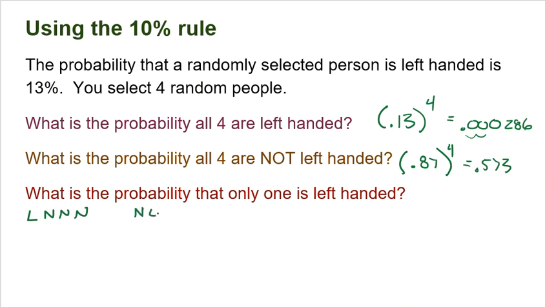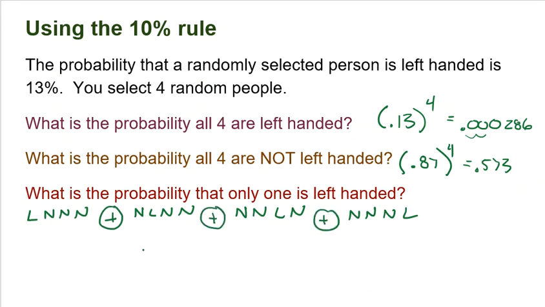So that's non, lefty, non, non. Or the third person, non, non, lefty, non. Or the last person, non, non, non, lefty. So there are 4 different ways that one person could be left-handed out of 4. So I'm going to add these options together because any one of them is going to satisfy what I'm looking for. So now here's the important thing.